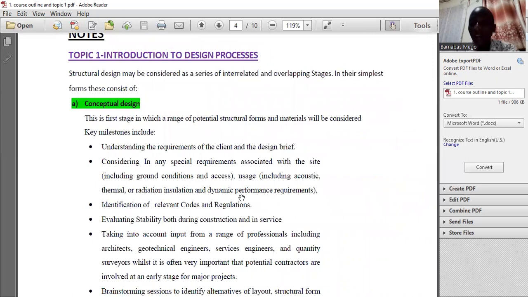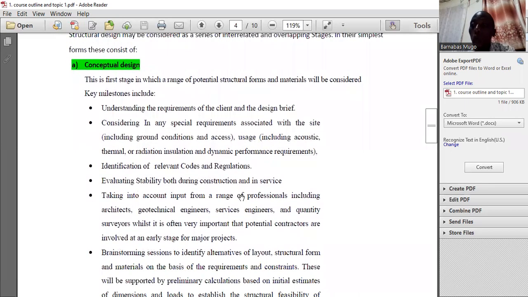Okay, when we're looking at the introduction, I'm just going to give you the recap, the concept pertaining to the unit in the introduction to the design aspects. When we are doing this, we need to first conceptualize what the design pertains to. We need to understand the requirements by the client and the design beliefs. That is, you need to know what the client requires when you are designing his or her building.